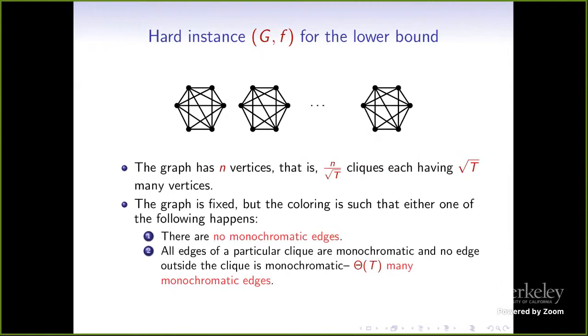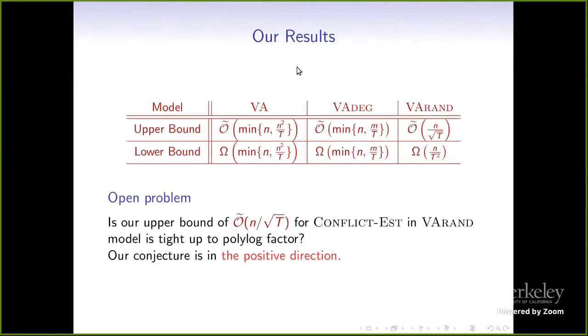And here we would like to note that we also prove a lower bound of n by t squared, which is not tight, by reducing from a variant of multi-party set disjointness. However, we believe that our upper bound is in fact tight, though we don't have a proof.